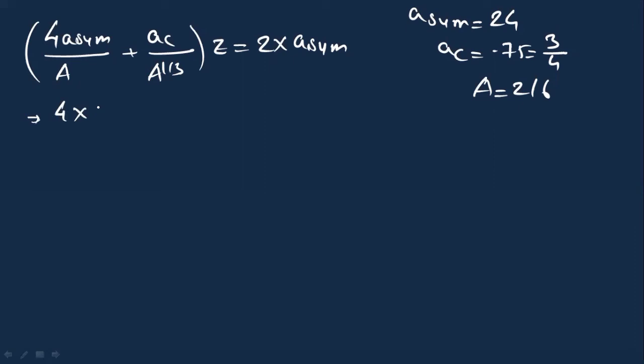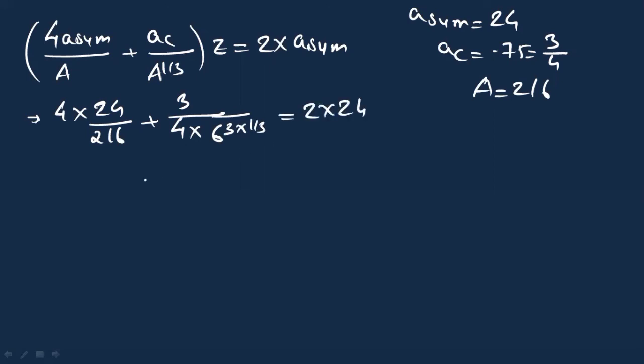So 4 into 24 divided by 216, plus 3 by 4, I am writing AC, and here A to the power 1 by 3, that means what? 6 cube, I am writing here only. This is equals to what? 2 into 24. Alright, so cancel this: 2 ones are, 2 twos are, 2 ones are 0, 2 eights are, right? Again you see, you can cancel this also.